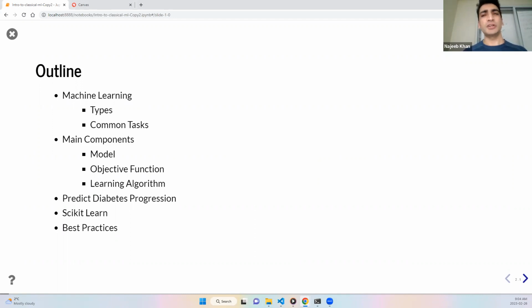I'll provide an intro to machine learning, the types of machine learning, and the common tasks that we can solve with machine learning. Then some very common main components of a machine learning system, three of them basically: the model, the objective function, and the learning algorithm. Then we will do small activities to build one of these components. Then we will use that to predict diabetes progression. And then we will move on to describing some of the common libraries that are used for doing machine learning.